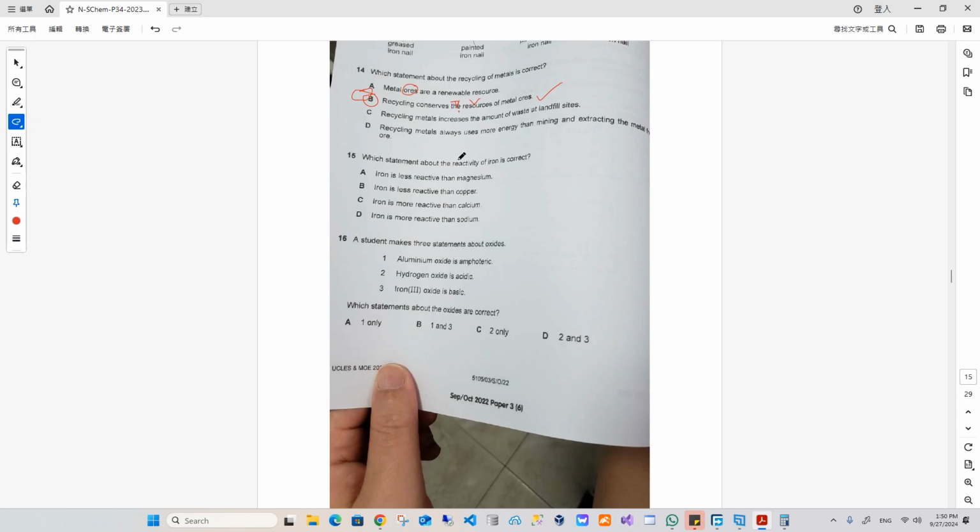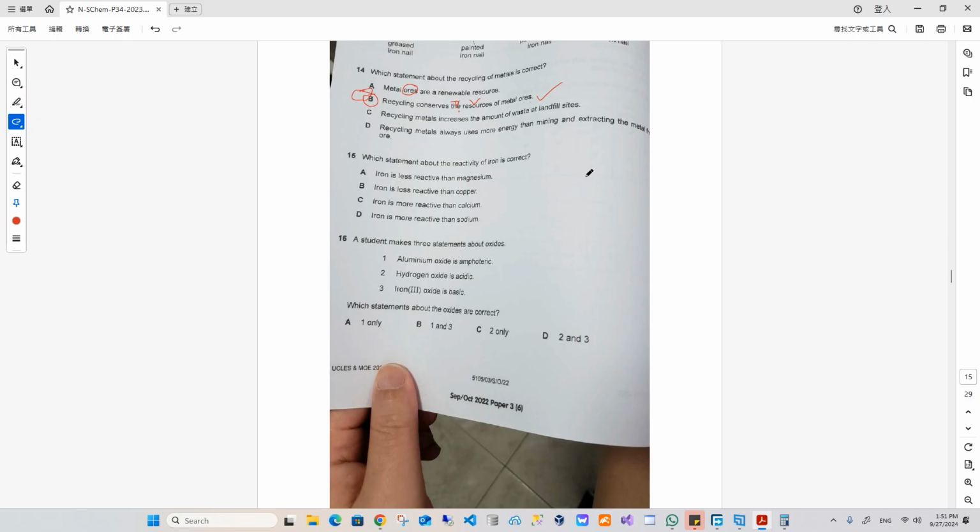Which statement about the reactivity of iron is correct? So the answer is B. Remember B. It conserves, it saves the environment. That's why we recycle. This is correct. So this is the way. Recycle more, I don't have to mine so much. As if. Which statement about reactivity of iron is correct?